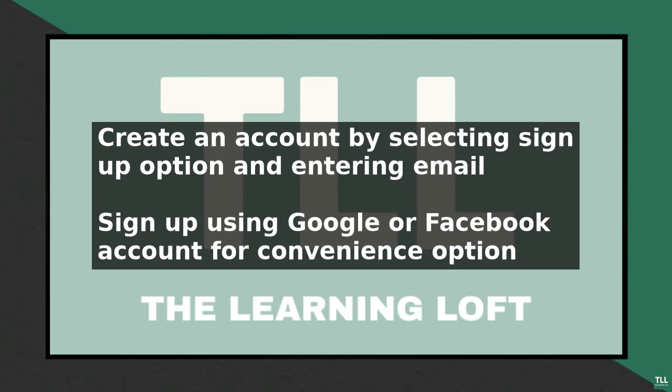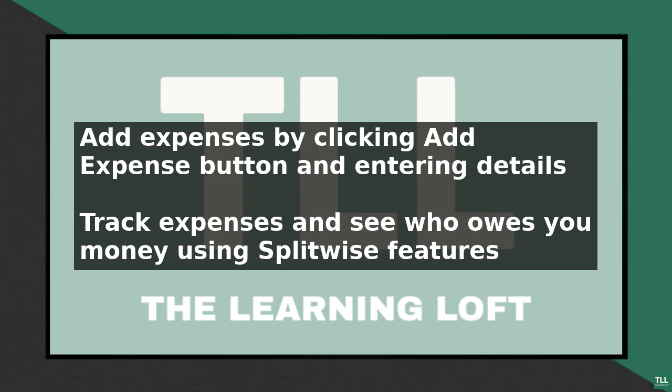To start using Splitwise, click the Add Expense button and enter the details of the expense you want to split. You can add the amount, description, and category of the expense, as well as select which friends the expense should be split with. Splitwise will then calculate how much each person owes and send reminders to your friends to pay their share. You can also use Splitwise to track your expenses and see who owes you money.